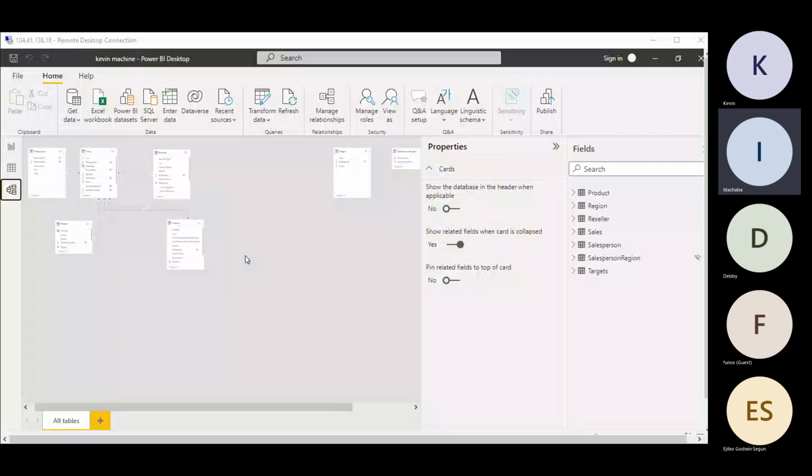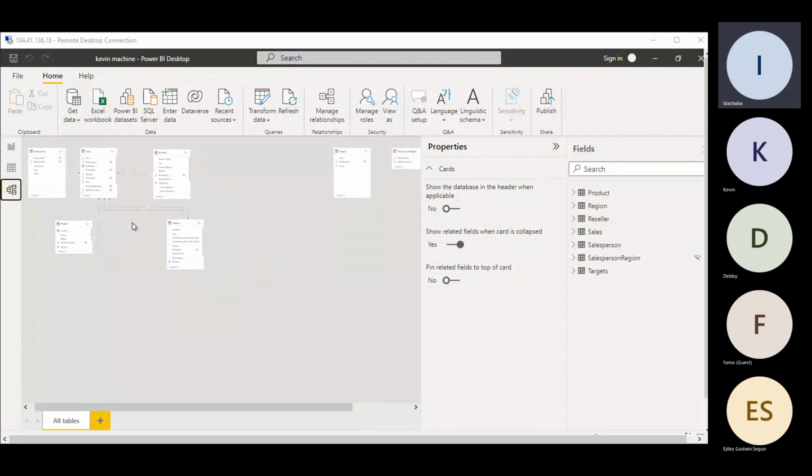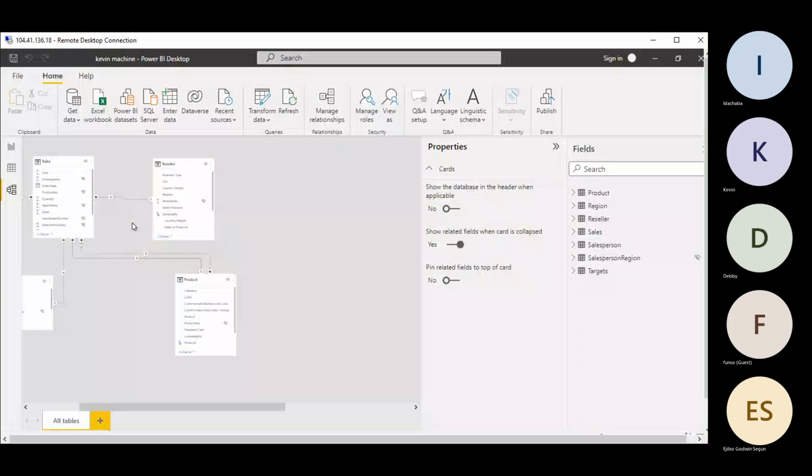Okay, so these are the models we created yesterday. Okay. What's going on?